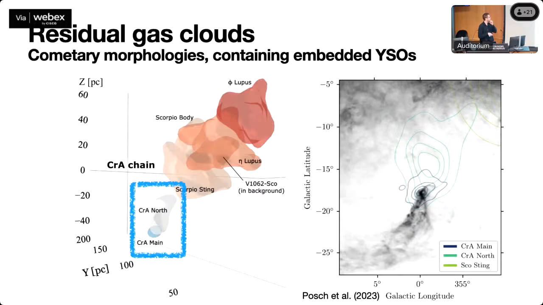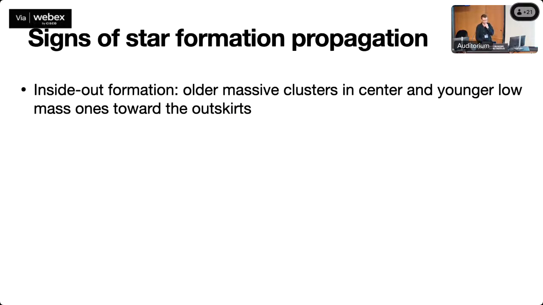And then in this cloud, we have this very nice cometary morphology with young stars still embedded in here. So to sum up, I think I'm 1 minute over already, so I'll make this quick.